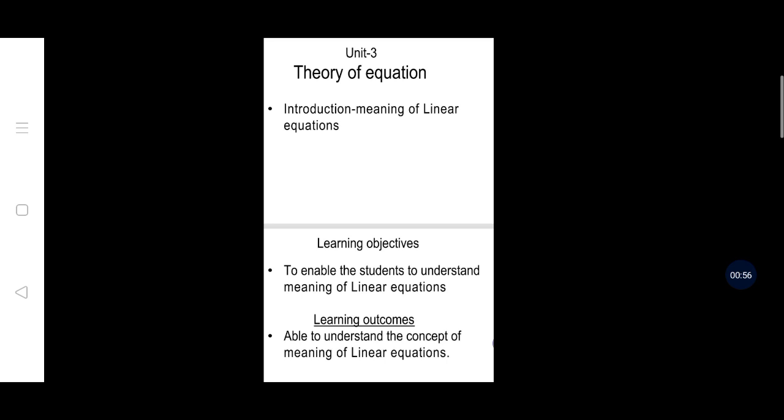The learning objectives of theory of equation are to enable the student to understand the meaning of linear equation. After that, the student should be able to understand the meaning, purposes and uses of theory of equation.